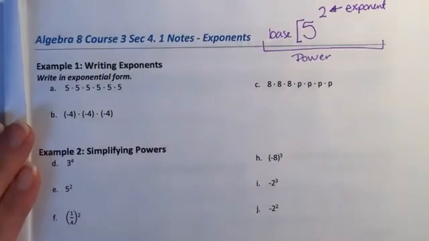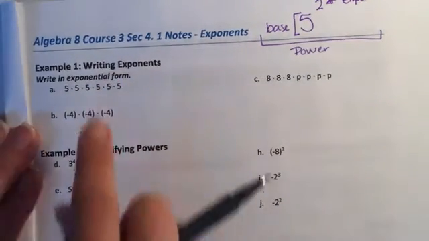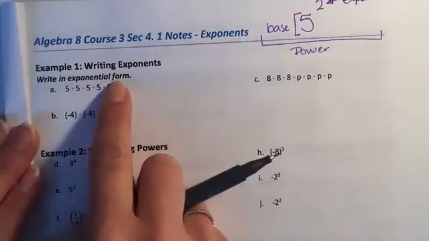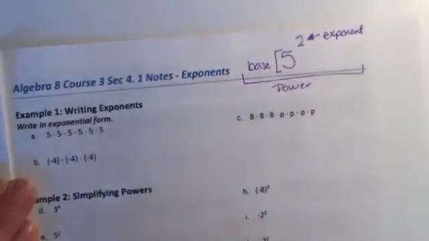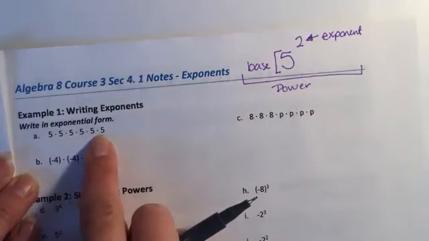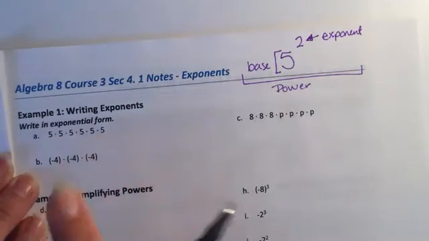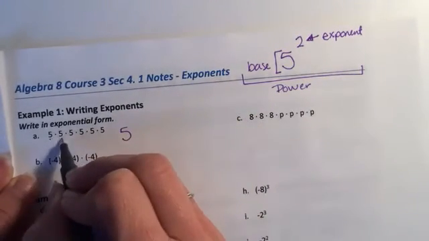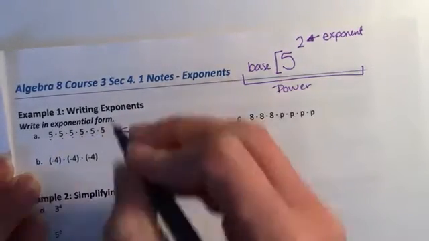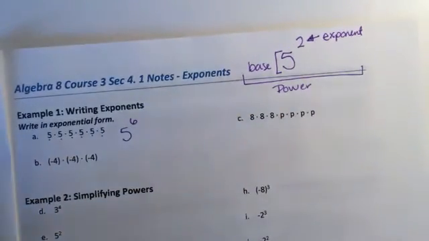Okay, so for section 4.1, we're talking about exponents. Writing something in exponential form means that it's going to have a base and an exponent. The base is the number that's repeatedly multiplied, and the exponent tells us how many times that number is multiplied. So in this case, our base is a 5, and we have 1, 2, 3, 4, 5, 6 fives. So 5 is multiplied by itself 6 times.